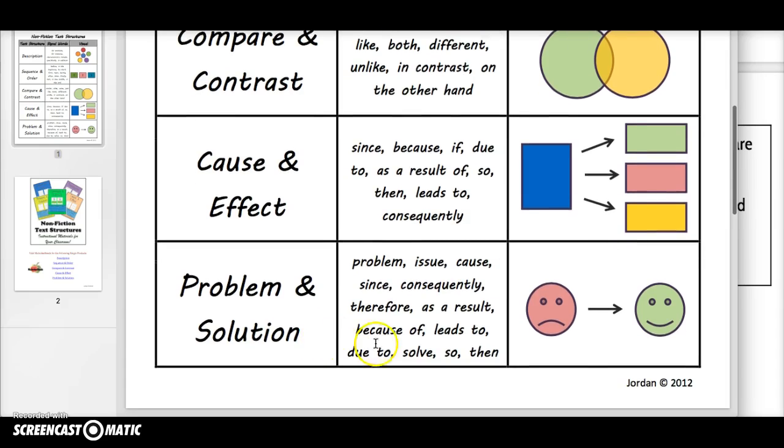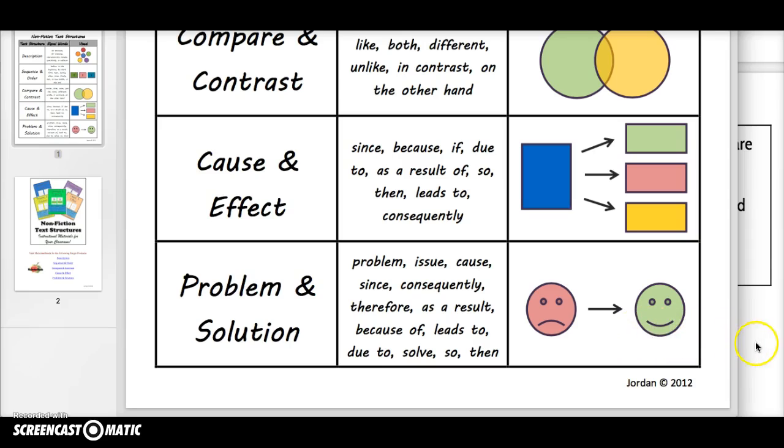The last type of text structure is problem and solution, and that's where the author presents a problem and then offers a solution for it. So you are going to want to look for words like a problem or an issue or causes of it, and then you're going to want to look for solutions that they have. They might say, as a result, this needs to happen, or this leads to this, or here's a way to solve it. A good way to focus on it is that they're going to start with sad or bad information at the beginning, and then they're going to focus on happy information at the end.